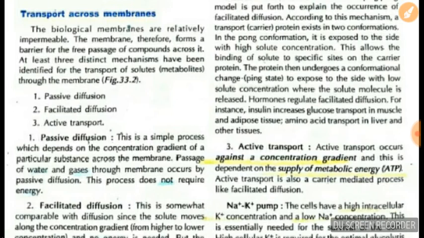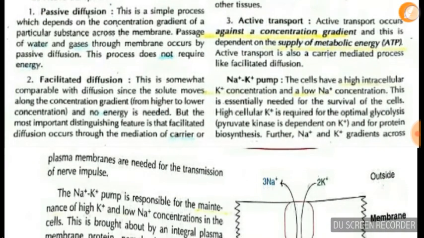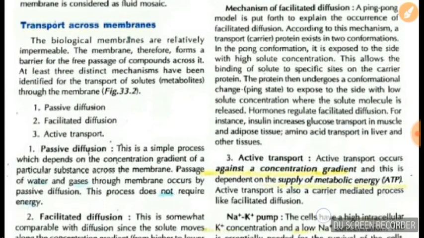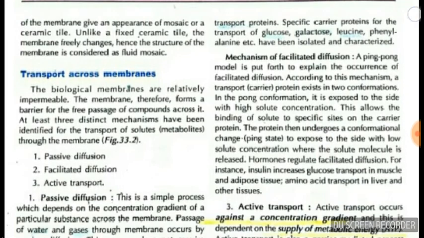Let's see some more facts about this. First, see about passive diffusion. The examples are water and gases. And in this process again energy is not required. When we talk about facilitated diffusion, no energy is required. And one term is there, concentration gradient, means from higher to lower. So they move along the concentration gradient. This is important, and it needs carrier proteins. The examples are glucose, galactose, etc.